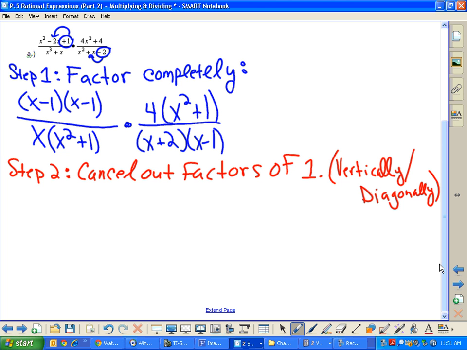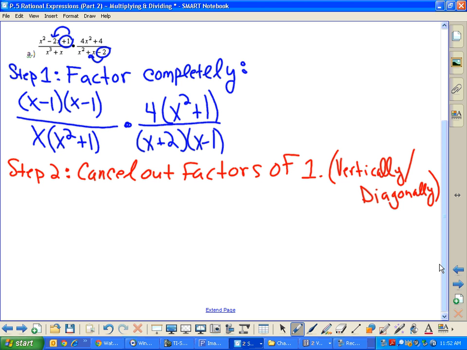As I look at this first fraction here, I don't see any matches that appear in the numerator and denominator of that fraction. I'll look at the second fraction. I have 4 times x squared plus 1 over x plus 2, x minus 1. I don't see anything in the numerator that repeats in the denominator, so there's nothing that reduces out there. Now I look diagonally, kind of across my multiplication symbol.